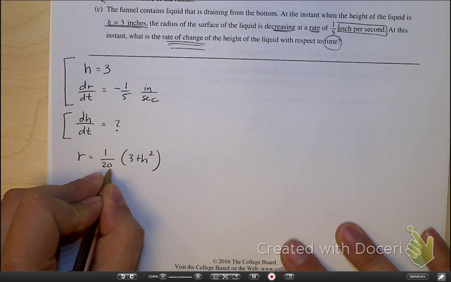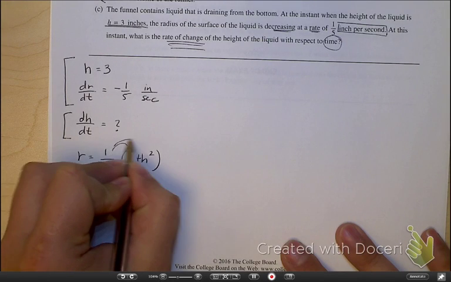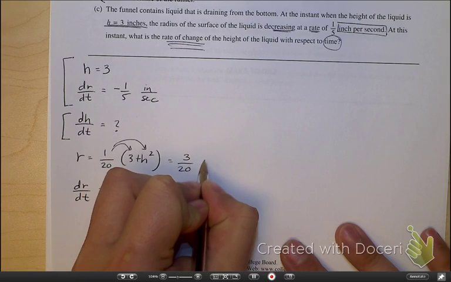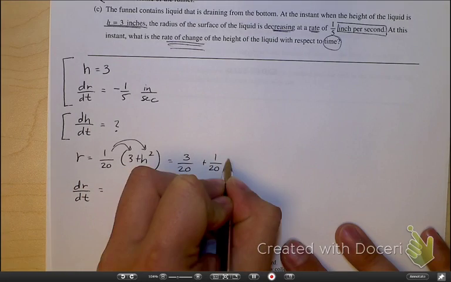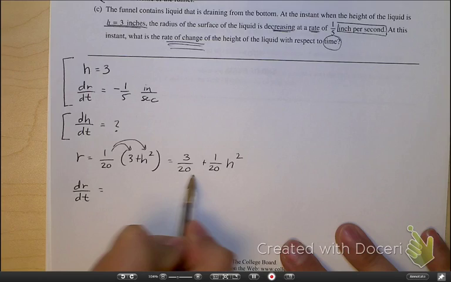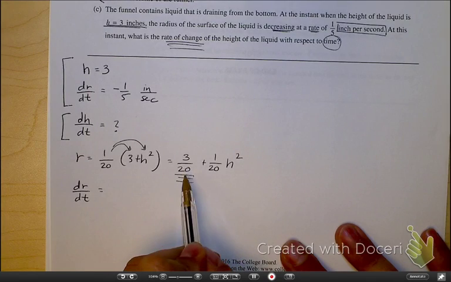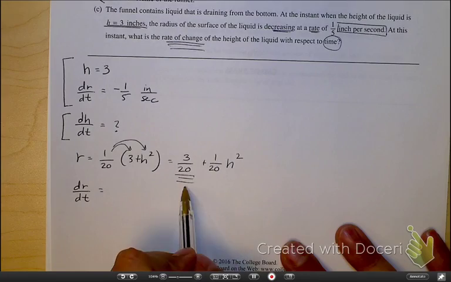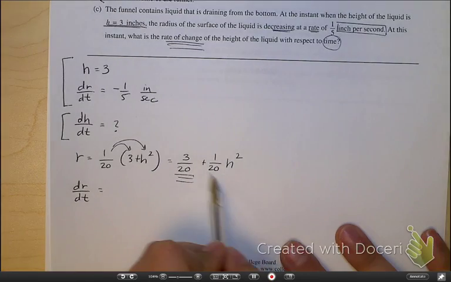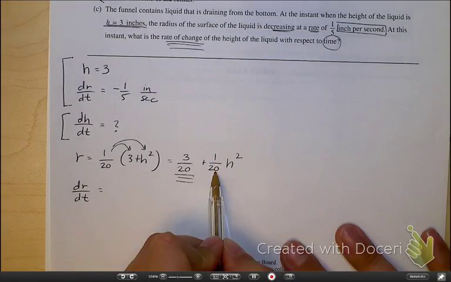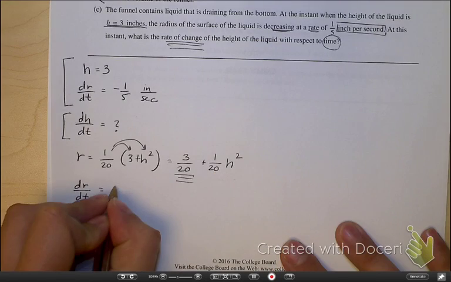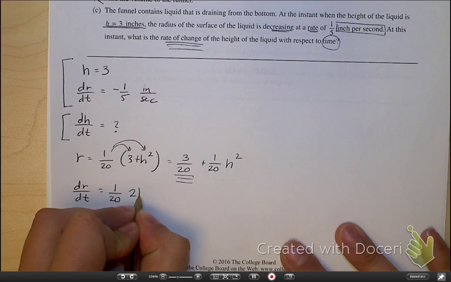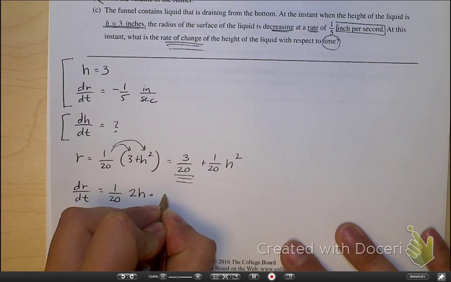1/20 is a constant, so I'm actually going to distribute it to both of these first before we take the derivative. So that's 3/20 plus 1/20 h squared. Now this 3/20ths is a constant, and I'm no longer multiplying, I'm actually adding, so the derivative of a constant is 0, so that 3/20ths is going to go away. For this piece of it, 1/20 is a constant multiple, since I'm multiplying it, it will tag along for the ride. The derivative of h squared is 2h, and then with respect to t, it's dh/dt.